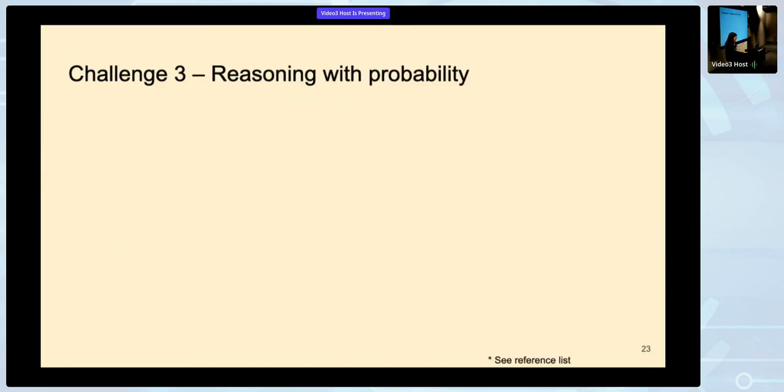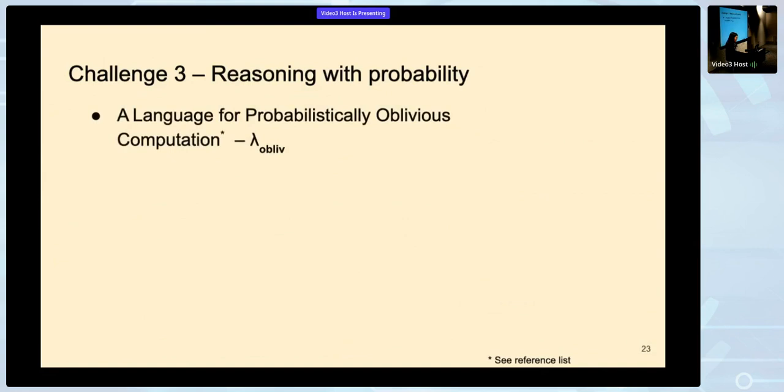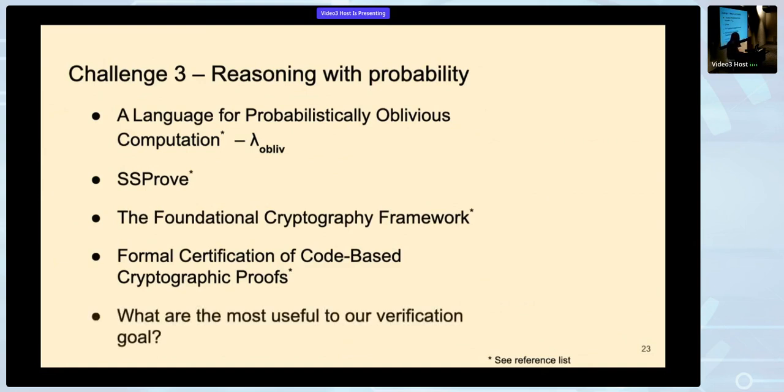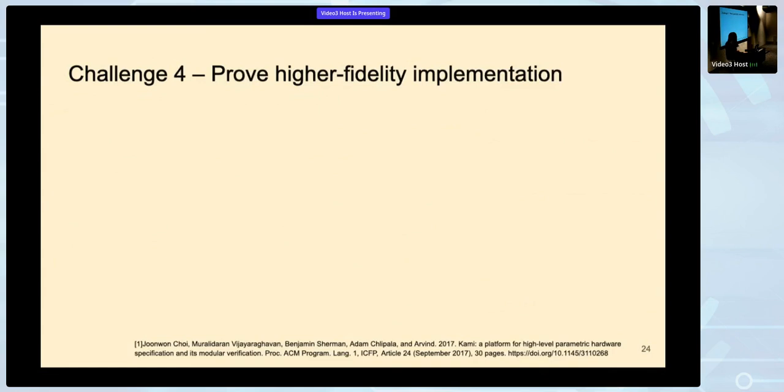So the challenge is reasoning about probability. There are many prior works, for example, lambda Oblivious. It encodes the probability reasoning in the type system to prove that Path ORAM is secure. And other prior work also showed using Coq to do probability reasoning for crypto libraries. So we'd like to ask, what is most useful for our verification goal?